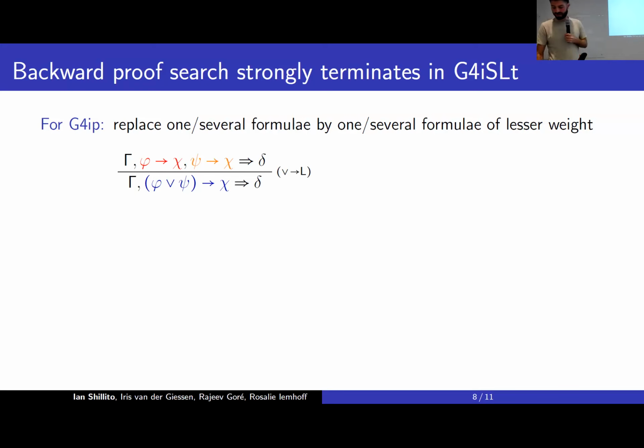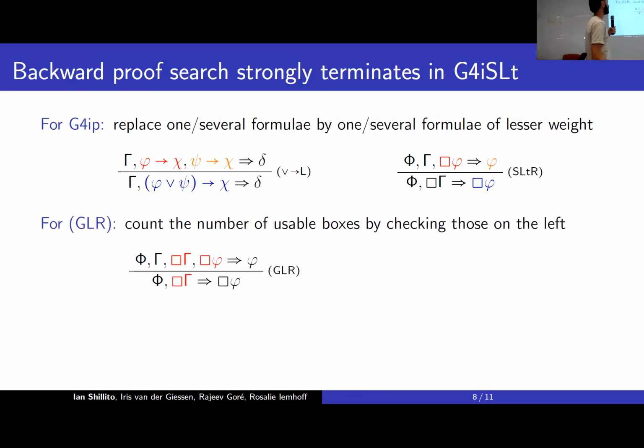Now, this does not work out of the box for our case because of our SLTR rule, because we're substituting box phi by phi and box phi, so we don't have a decrease. We're just staying the same. We preserve the same formula, and actually we somehow not duplicated, but duplicated and then kill a box. So that's not working out of the box. So let's look at what we did for the GL case.